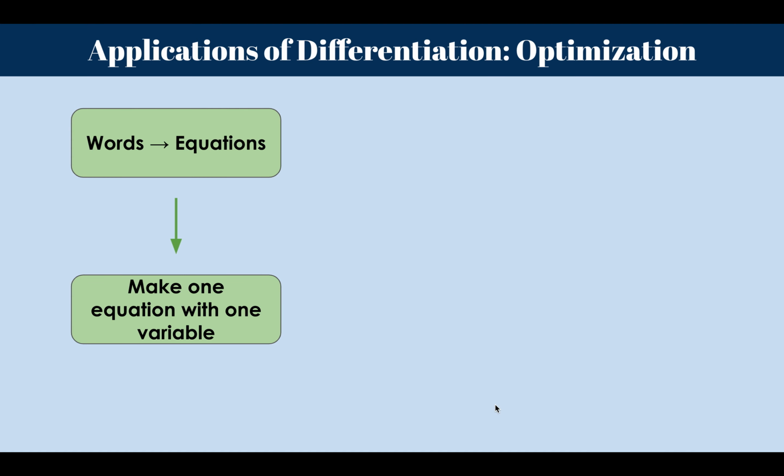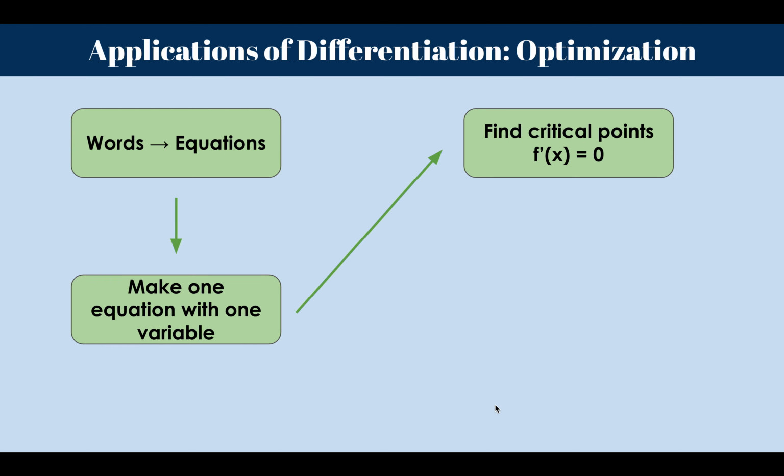You want to start off by converting the words you're given into equations. You're usually given a pretty lengthy word problem that describes a real-world situation that you want to optimize, and you usually convert it into two equations. One would represent the function that you want to optimize, and one would represent the function that you're limited to, the restrictions that you're given. Once you do this, you want to convert those two equations into one equation with one variable. You can do this by substituting one of the variables.